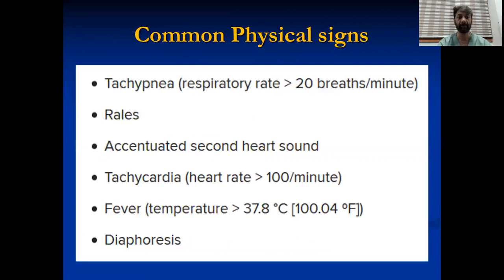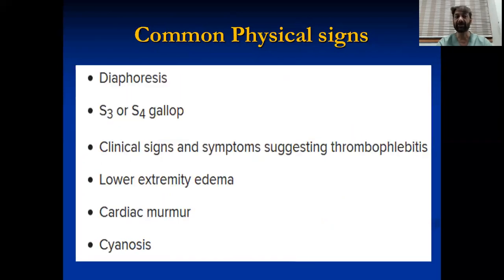Very important. And common physical signs, let's recap: tachypnea, rales, second heart sound accentuation, tachycardia, fever, diaphoresis, S3, S4, gallop, clinical signs and symptoms suggestive of thrombophlebitis, lower extremity edema, cardiac murmur, cyanosis.